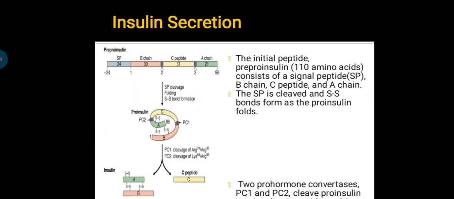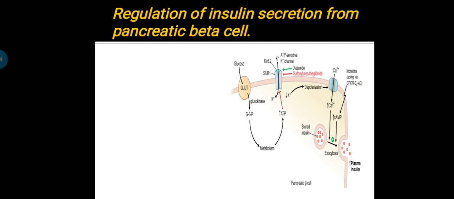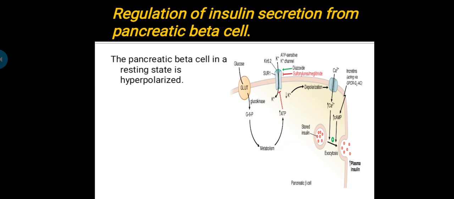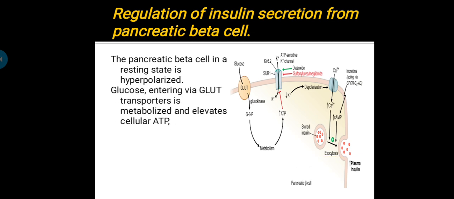Next, regulation of the insulin secretion from the pancreatic beta cell. So how is insulin secretion regulated in our body? Normally the pancreatic beta cell in a resting state is hyperpolarized. Okay, and glucose entering via the GLUT transporter is metabolized and elevates the cellular ATP.